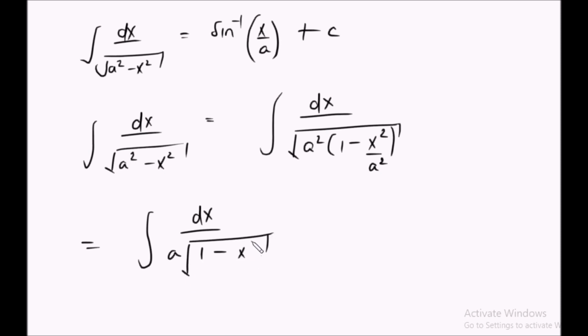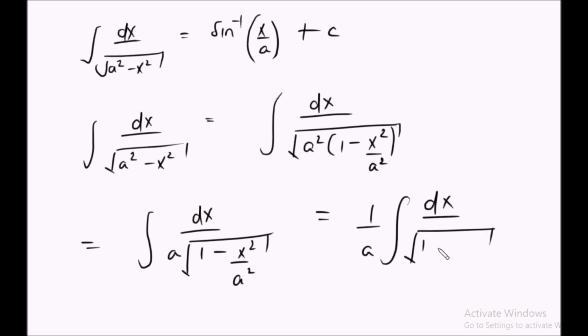So hii a ni constant, naweza nikatoa nje ya integral, itakuwa 1 over a now dx. So we have 1 minus x squared over a squared. So tumefika mpaka hapa now. We want to find 1 over a dx, okay? So we have 1 minus x squared over a squared.